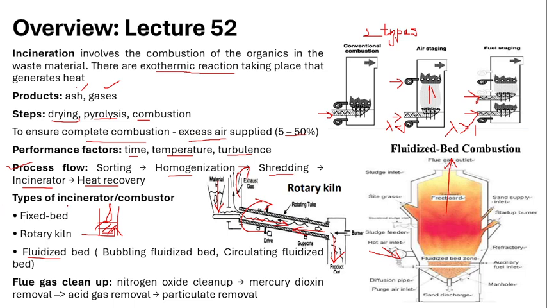So these are the different types of incinerator: fixed bed incinerator, rotary kiln, and fluidized bed, and then mainly the flue gas cleanup. This is one more important step. Since we are burning the waste material, it is not going to form clean gas itself. Okay, so the flue gas will also contain unwanted gases like nitrogen oxide and sulfur dioxide.